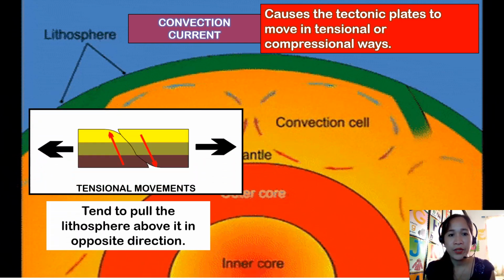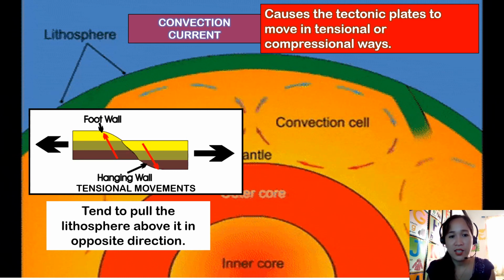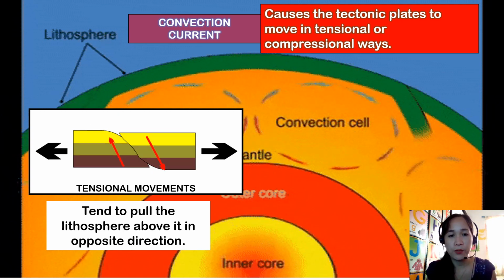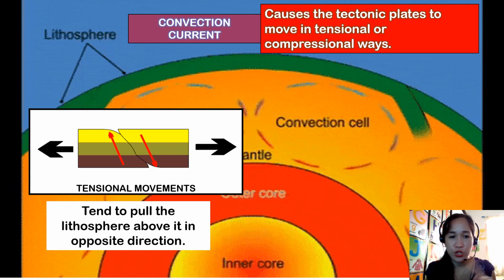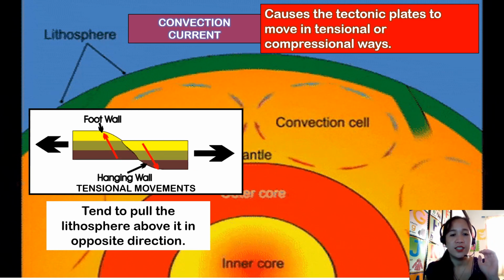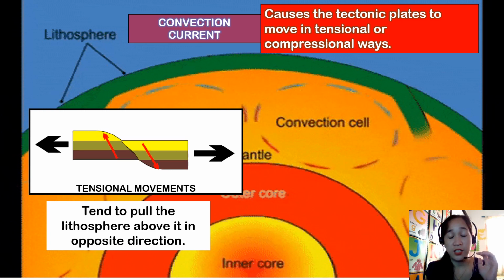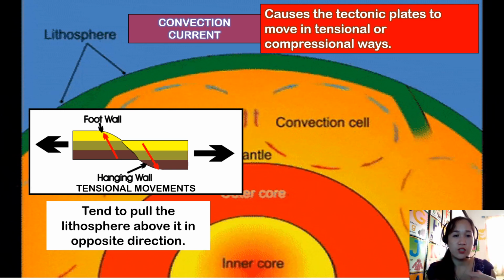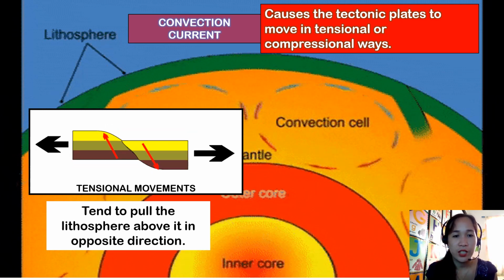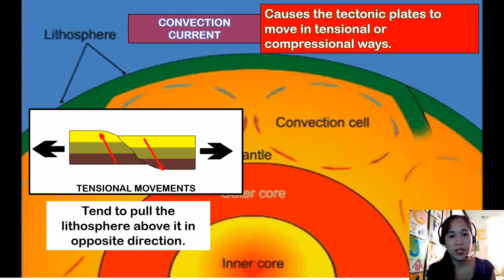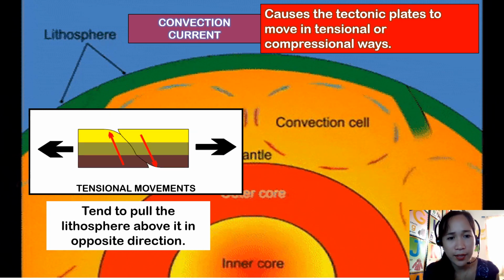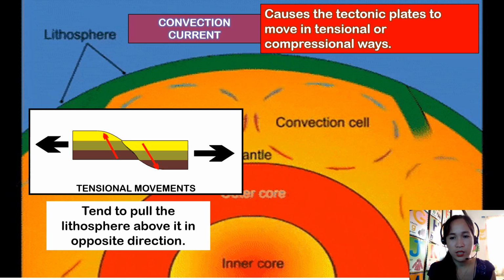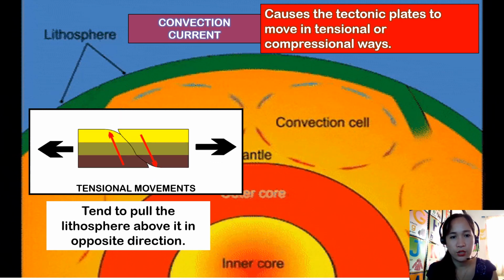So let's define it. Tensional movements tend to pull the lithosphere above it in opposite directions. Again, that is tensional movements, when it tends to pull the lithosphere above it in opposite directions. As you can see in our animated diagram, there are the footwall and the hanging wall. We will discuss that as we go along with our discussion.